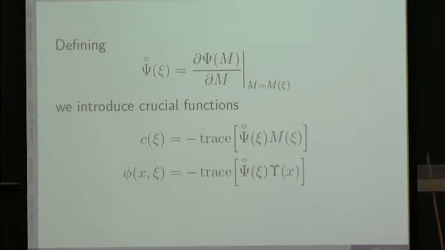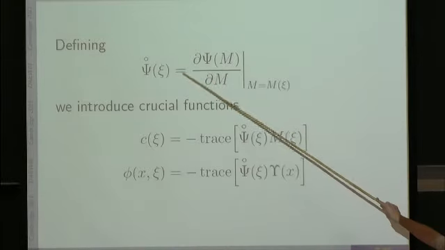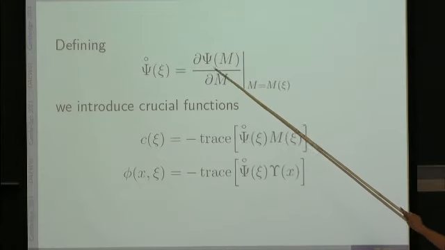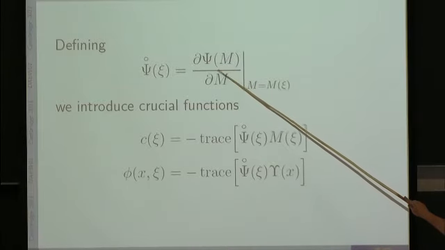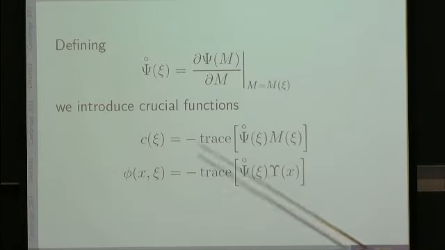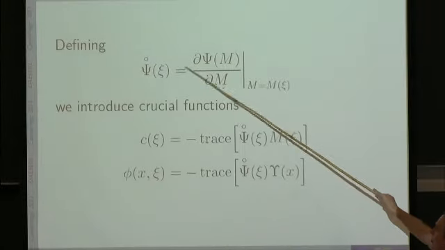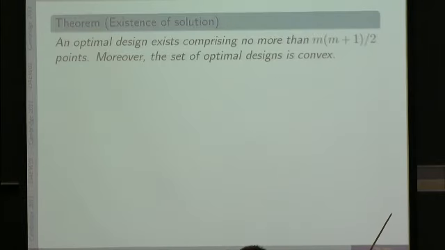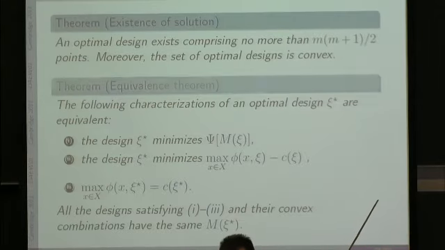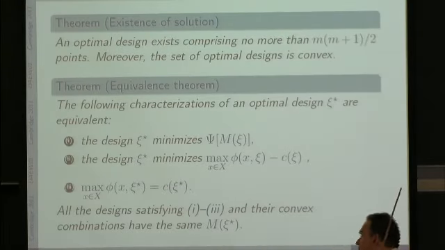Well, in what follows, I will use the following quantities. This is the derivative of the criterion with respect to matrix arguments. This is also the stuff you know. For example, for the D-optimum criterion, this will be the negative of the inverse of the information matrix. So based on this quantity, we can define functions c and phi, and then we can formulate optimality conditions. We can find characterizations of optimum design. So this is just another application of classical optimum design theory. Nothing new.